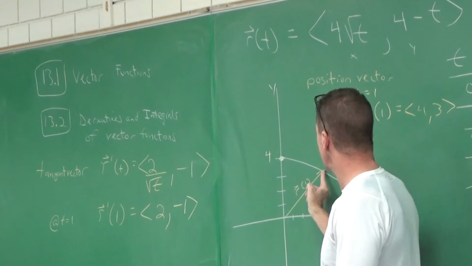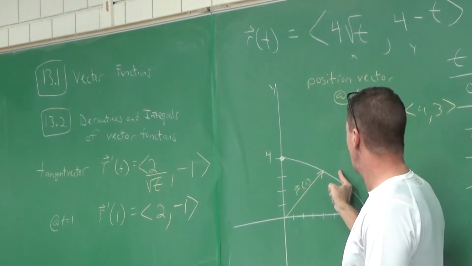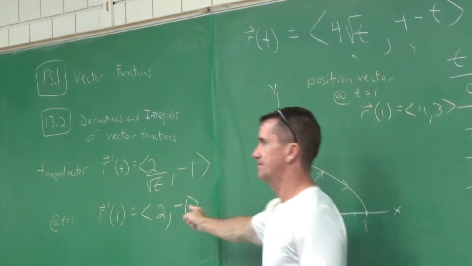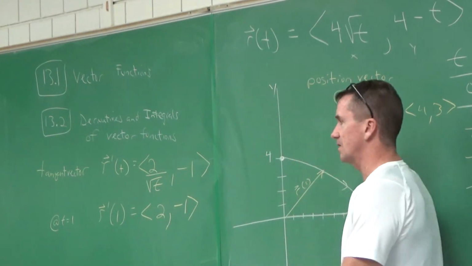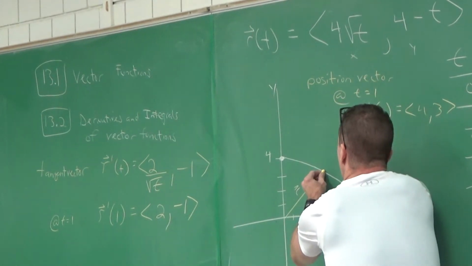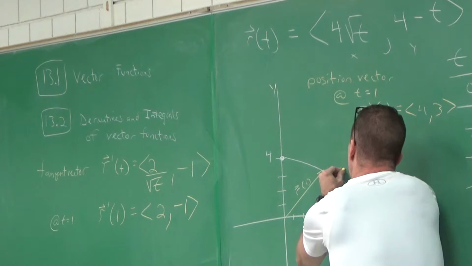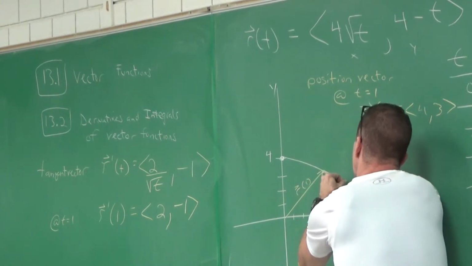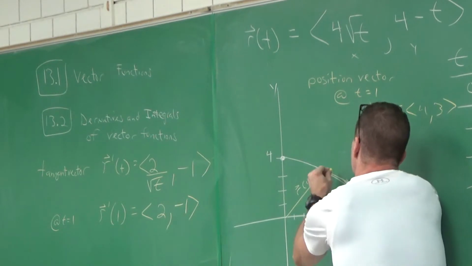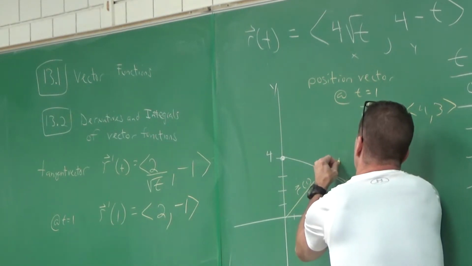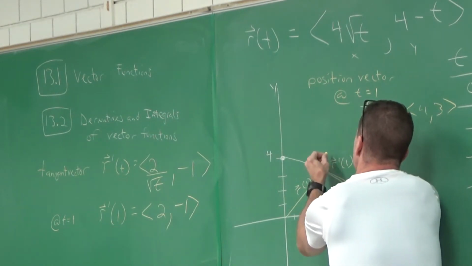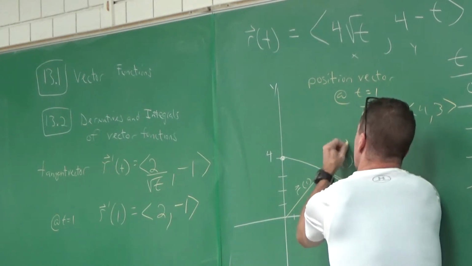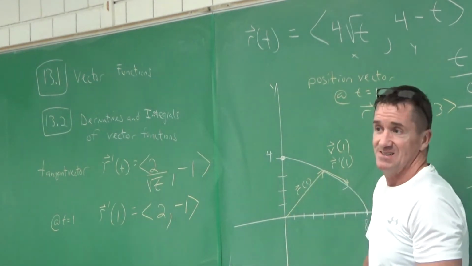So I've got to go what? 2 to the right and then 1 down. But I'm not drawing it from here, I'm just going to draw it right from here. So I go 2 to the right, and I go down, and does that look like it's tangent? You bet. And I'm going to label this r prime of 1. You can also call it v of 1. It's the velocity vector.